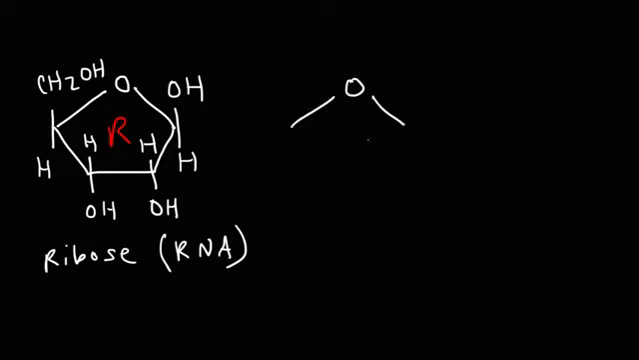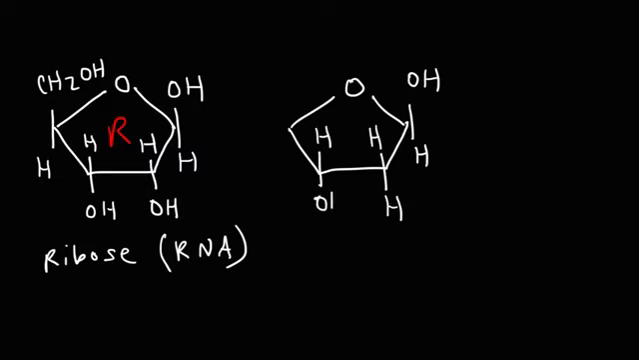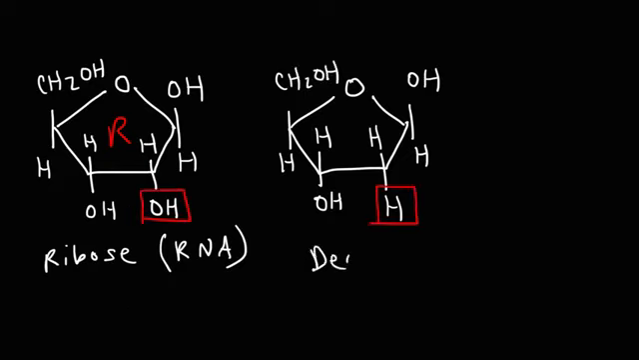Now, there is another 5-carbon sugar that you need to be familiar with. And the one I'm going to draw is called deoxyribose. Look at the difference between these two structures. What do you notice? Notice that the hydroxyl group has been replaced with a hydrogen. So that's why it's called deoxyribose, another 5-carbon sugar.